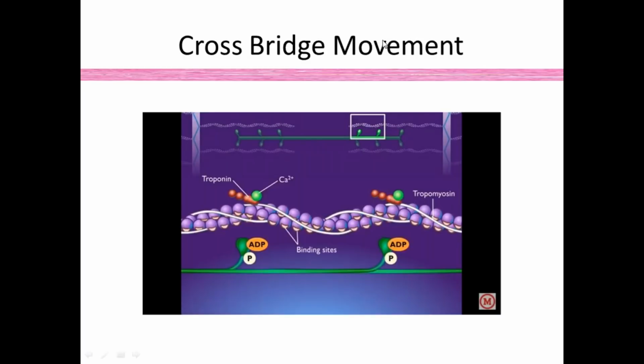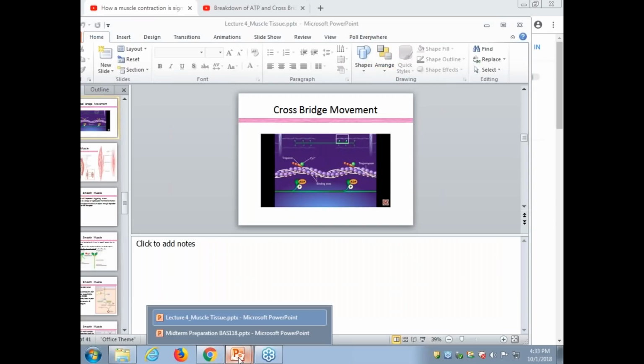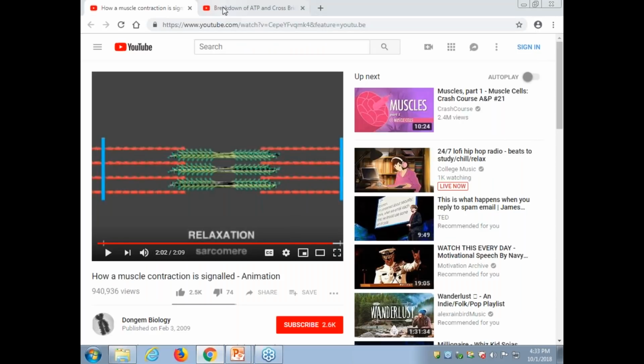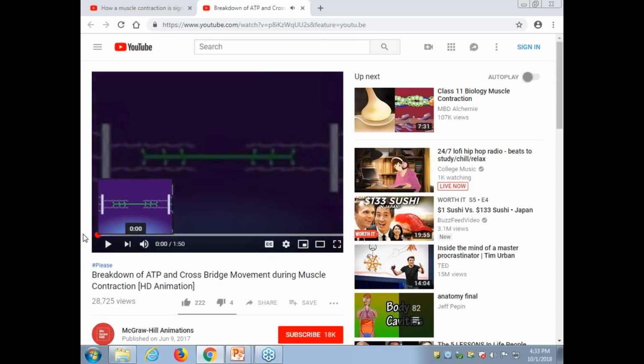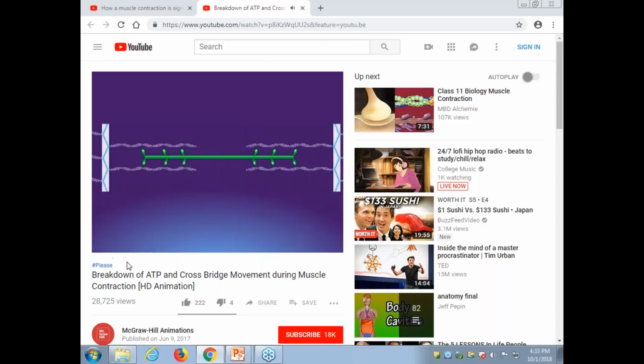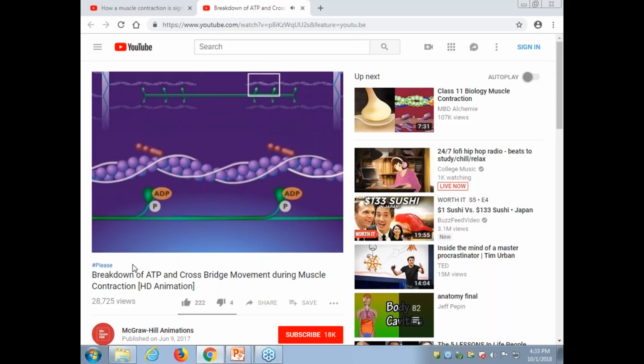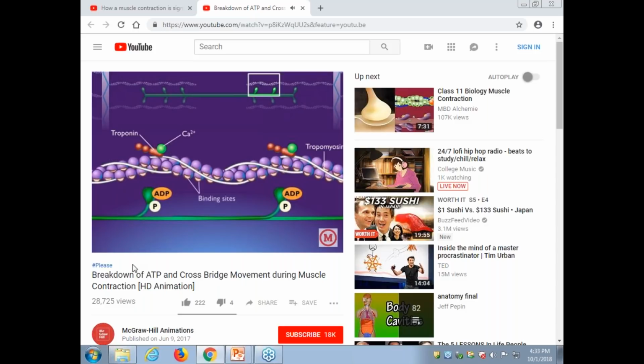And another summary. Contraction of a muscle. During contraction of a muscle, calcium ions bind to troponin. This moves tropomyosin out of the way and uncovers binding sites for myosin on the actin myofilaments.